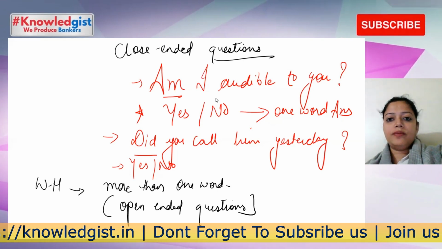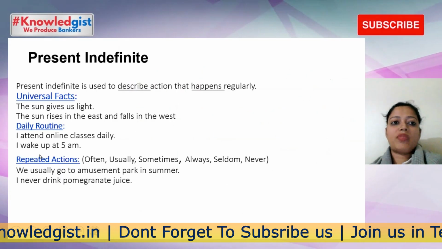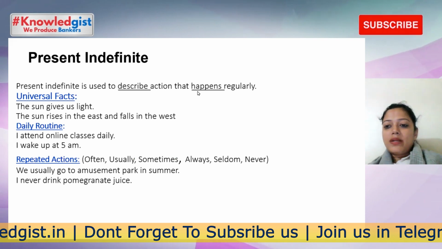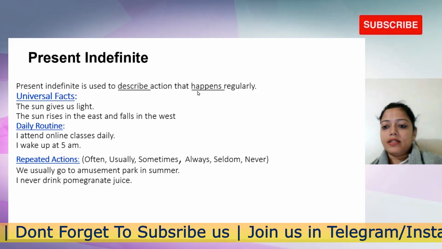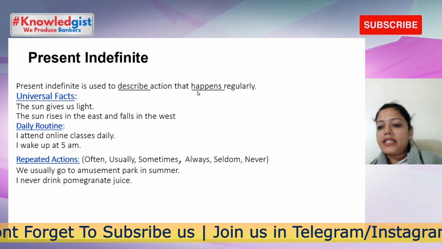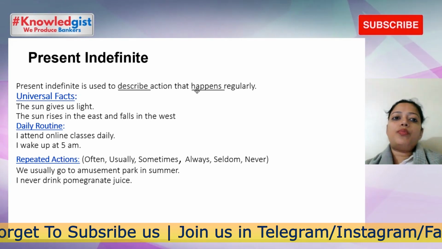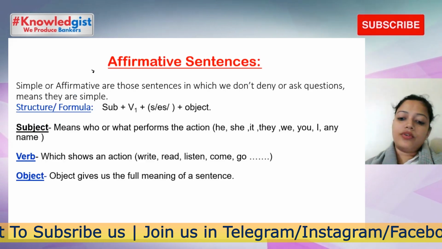Is it clear to everyone? Now this is a basic part of tenses. After that, we will move towards the present tense. In present tense, as we discussed, present indefinite is the first portion.